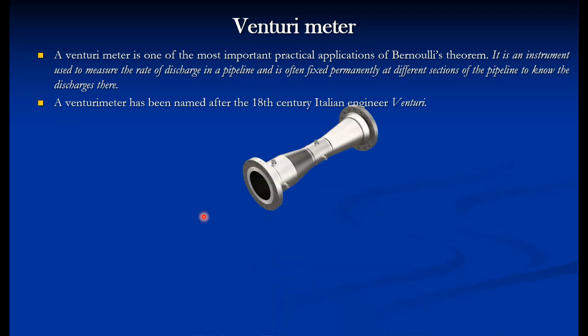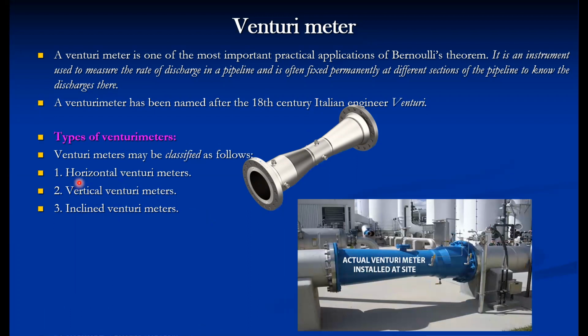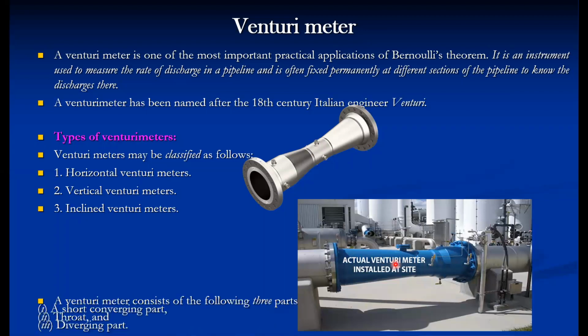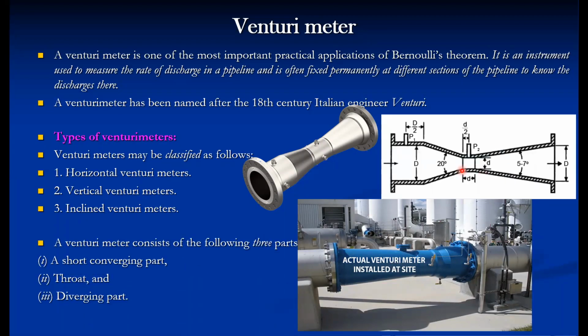So this is a pictorial view of a venturimeter. It may have different orientations. Based on its orientation, venturimeters are classified as horizontal venturimeter, vertical venturimeter, and inclined venturimeter. So this is a horizontal venturimeter which is actually fitted to the pipeline. It mainly consists of three parts: a short convergent part, then a cylindrical throat, and a divergent part.